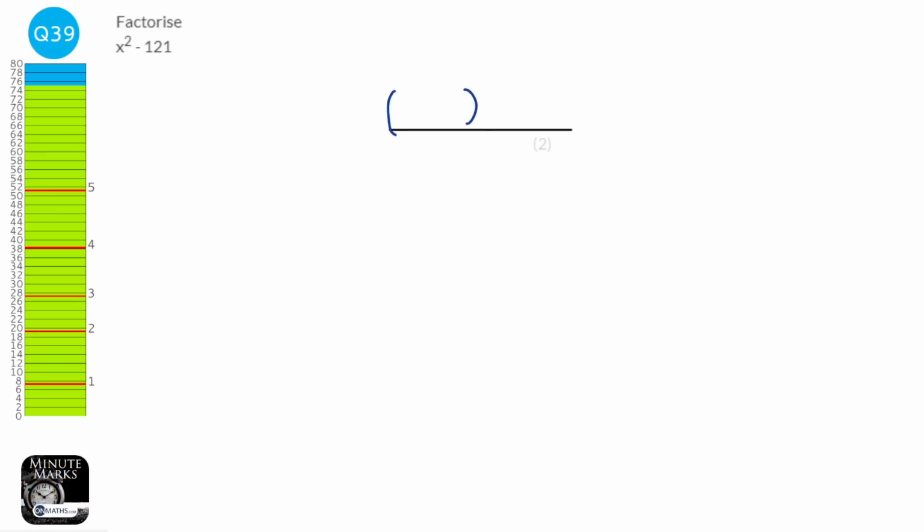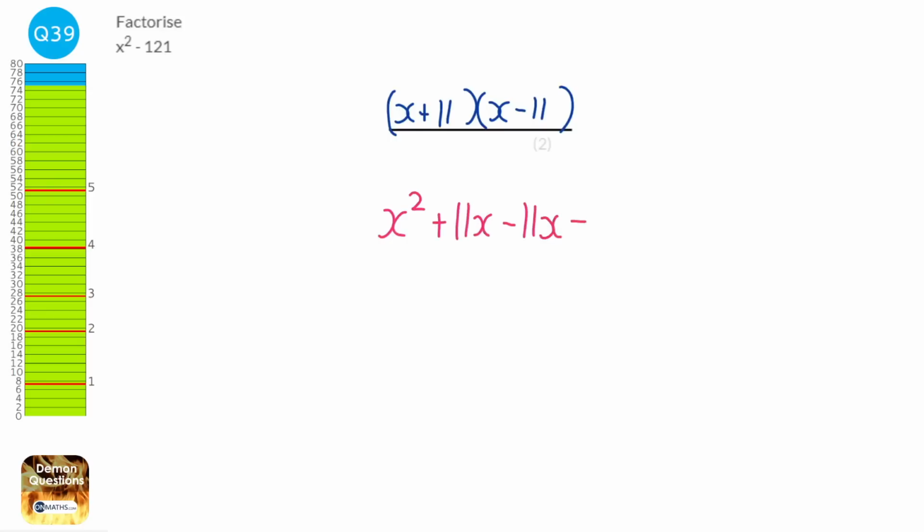What you do is you put down 2 sets of brackets and you square root the first term. Well, that's just going to be x. And you put the positive and negative versions of the square root. So we're going to square root 121, which is 11. So we're going to put plus 11 and minus 11, and that's it. Now, when we expand that, and we're just going to quickly expand that now to have a look, it's going to be x squared plus 11x minus 11x minus 121. And notice that the 2 x terms cancel each other out, which is why we don't have the x terms.